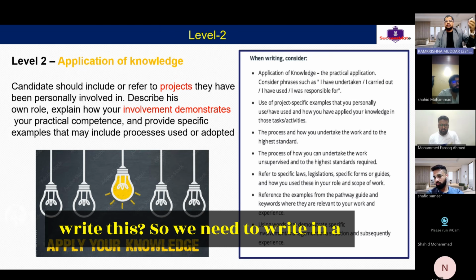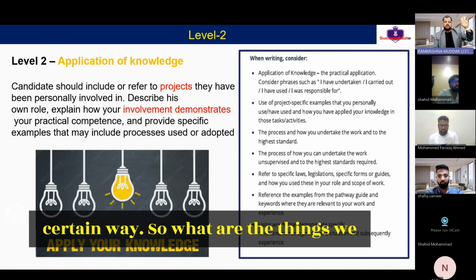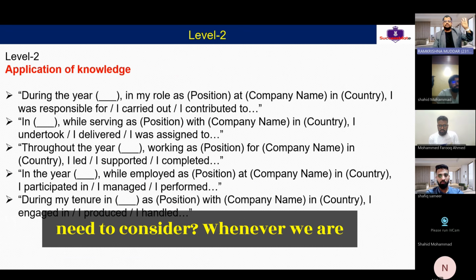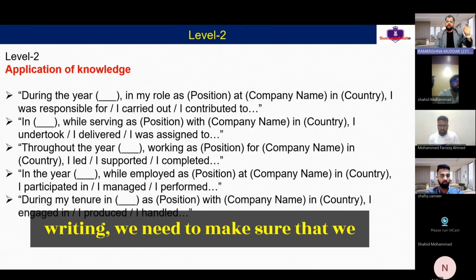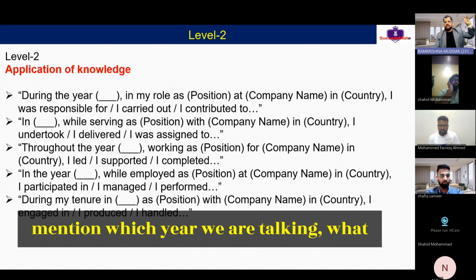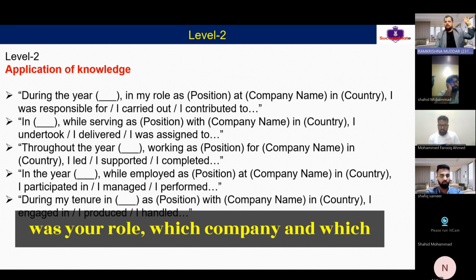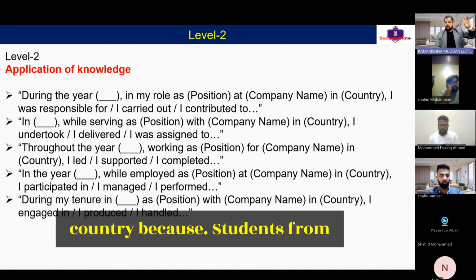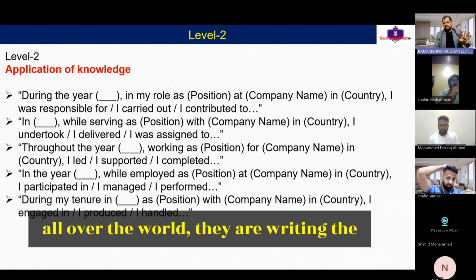So how do we write this? We need to write in a certain way. What are the things we need to consider? Whenever we are writing, we need to make sure that we mention which year we are talking about, what your role was, which company and which country, because students from all over the world are writing these documents.